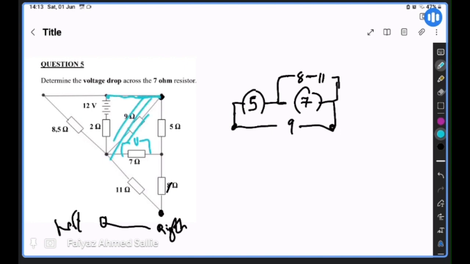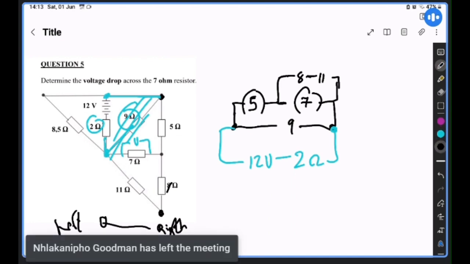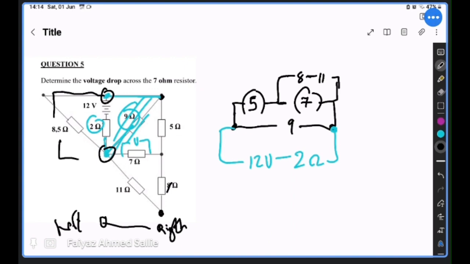So we are going down and we have a 12 volt. Let's draw 12 volts, right? And then we have a 2 here, and it reconnects with the 9. Then these 2 points, as you can see, are parallel with this one. So we can draw the parallel of that circuit, which is the 8.5 ohms.